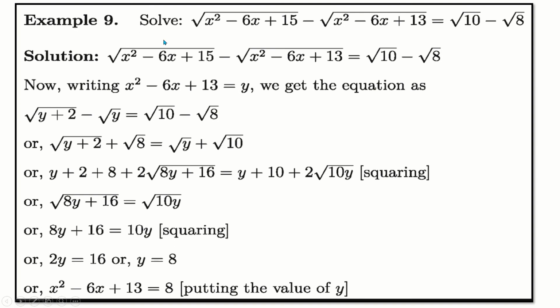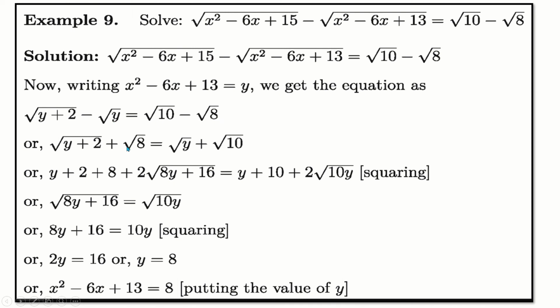Number 9, here given square root over x square minus 6x plus 15 minus square root over x square minus 6x plus 13, this equal to square root over 10 minus square root over 8. This is the given condition. Let x square minus 6x plus 13 equal to y. So we can write x square minus 6x plus 15 as x square minus 6x plus 13 plus 2. So x square minus 6x plus 13 is y, and plus 2, here will be only square root over y plus 2, and right side will be same.